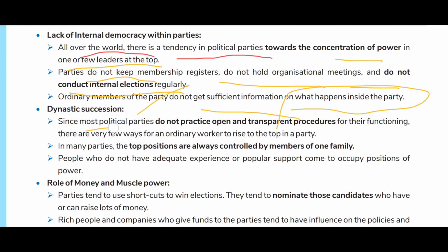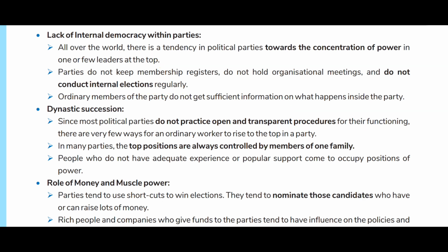Dynastic succession. Since most political parties do not practice open and transparent procedures for their functioning, there are very few ways for an ordinary worker to rise to the top in a party. In many parties, the top positions are always controlled by the members of one family. People who do not have adequate experience or popular support come to occupy positions of power.